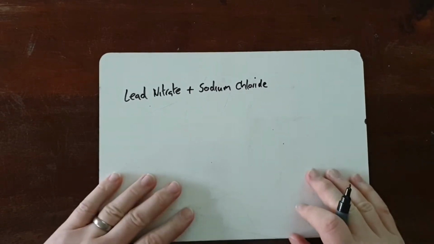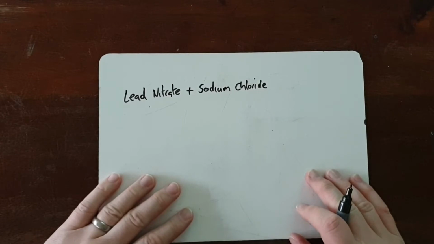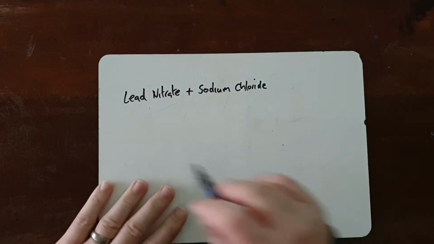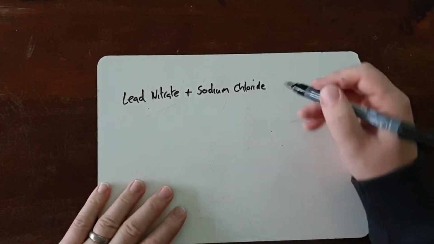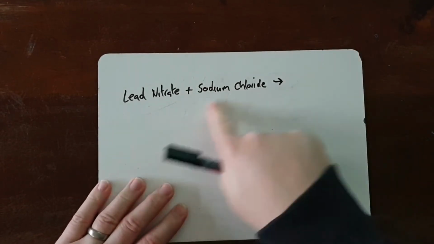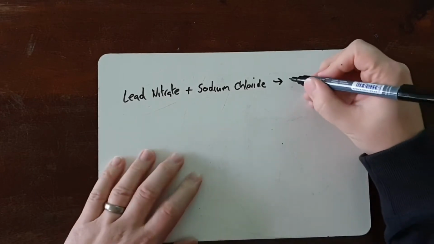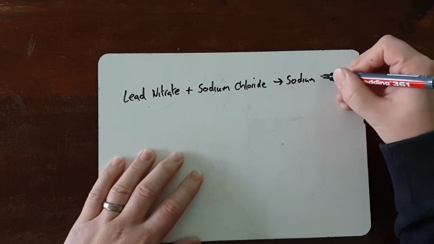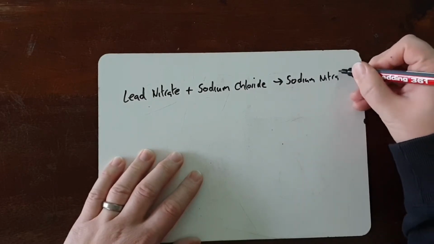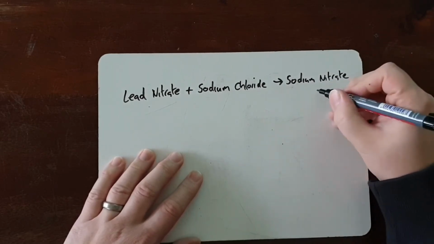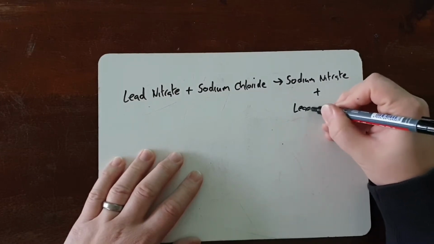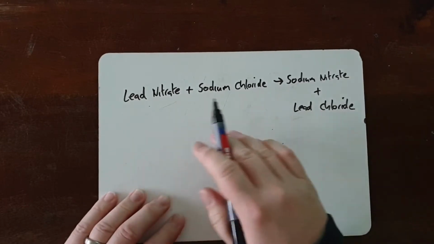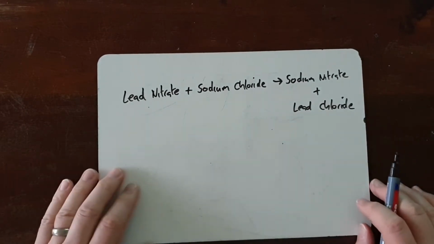Right. What's that going to do? What's that going to make? So lead nitrate plus sodium chloride. Okay, so let's say they swap over. So we end up with sodium nitrate, and I've run out of space, but sodium nitrate and lead chloride. Well, what would the state symbols for these be? What would you see if you did this as a reaction?